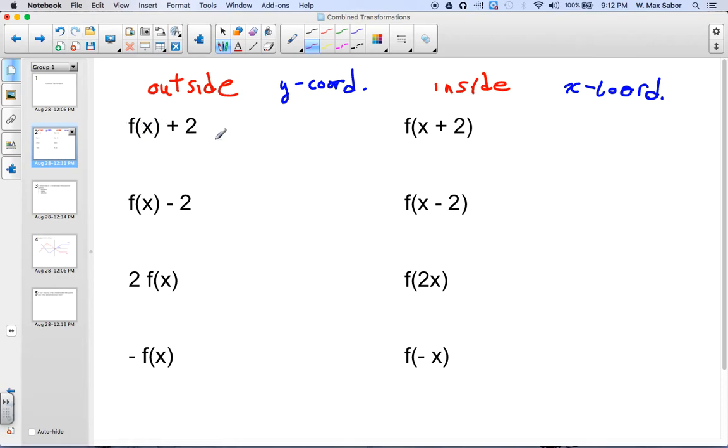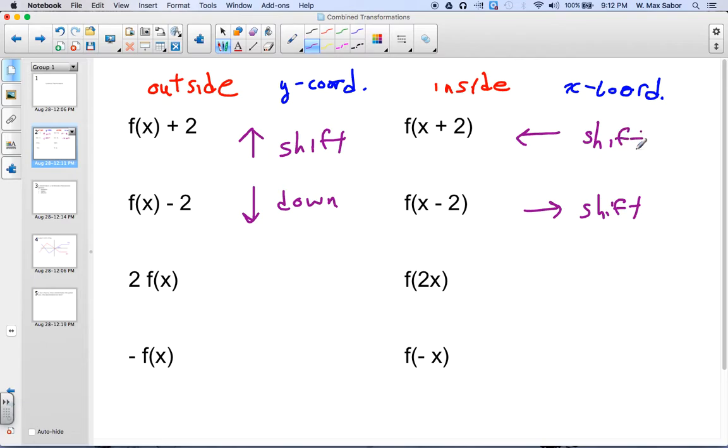So we said that this was a shift up, and this was a shift down. When we subtracted inside, that was a shift right. And when we added inside, that was a shift left. And that matches with our x-coordinate, y-coordinate theory.